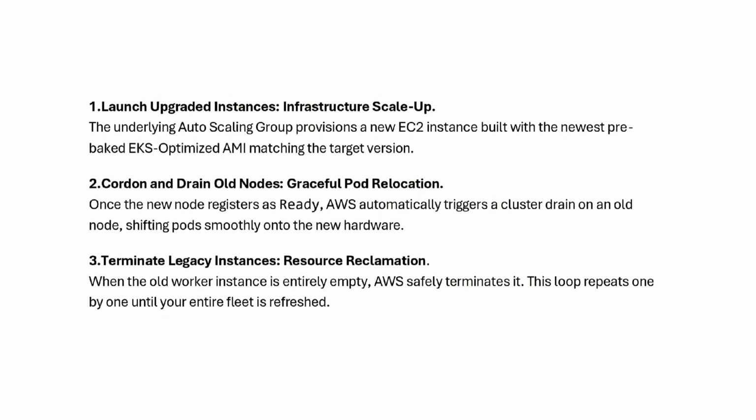Third is terminating the legacy instances, which is resource reclamation. When the old worker node instance is entirely empty, AWS safely terminates it. This loop repeats one by one until our entire fleet is refreshed. So there would be new node creation, which would be marked as ready, which would trigger AWS to perform a drain on old nodes with old versions, shifting those pods onto the new upgraded nodes. And when the old instances or nodes are empty, AWS will safely terminate them. This loop will continue until our entire fleet is refreshed.